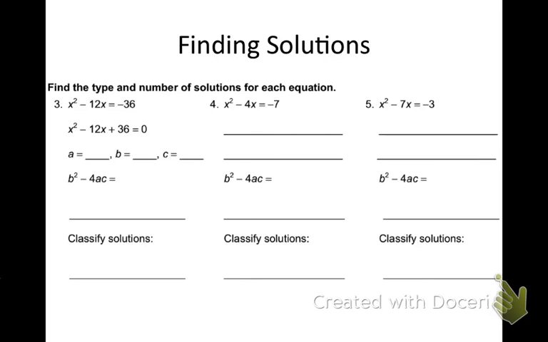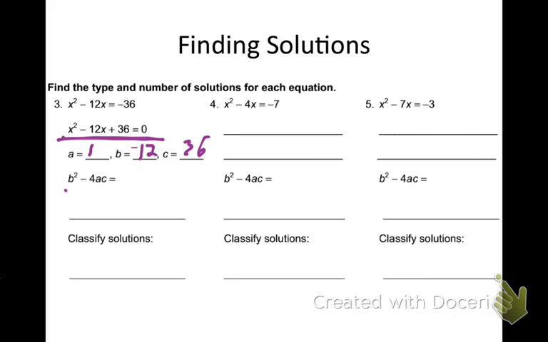Anytime we want to set these up, we always want to set them equal to, John? 0. Anytime we set them up, we always want to set them equal to 0. So recognize they added 36 to the other side, set it equal to 0. Identify A, B, and C. What's A, B, C going to be, Jarrett? 1, negative 12, and 36.